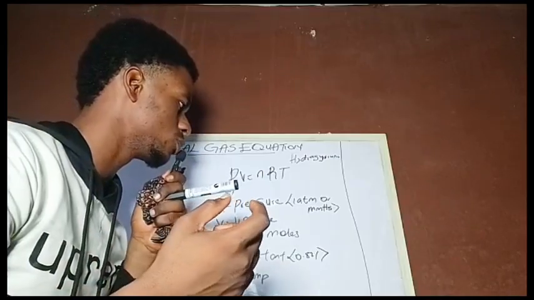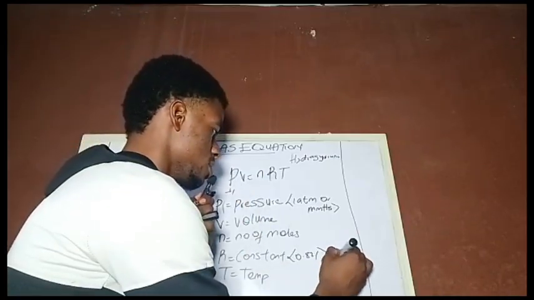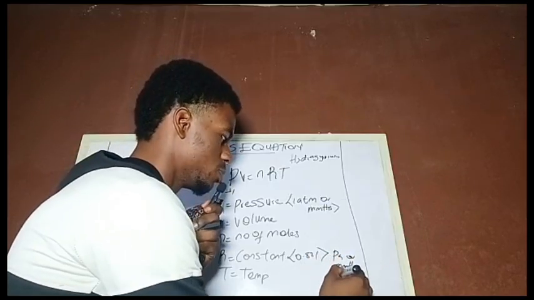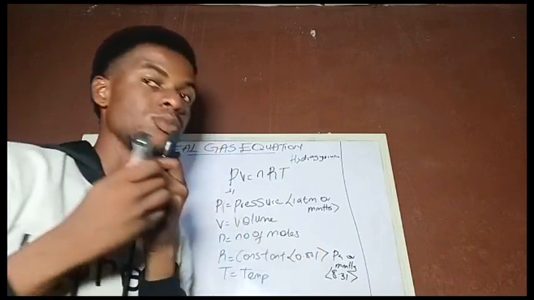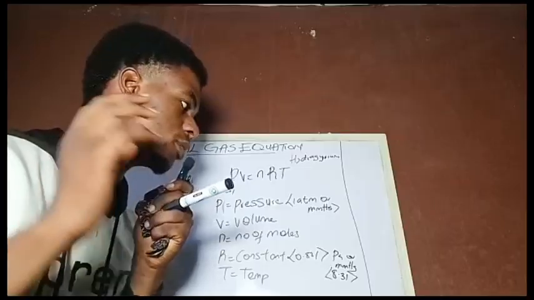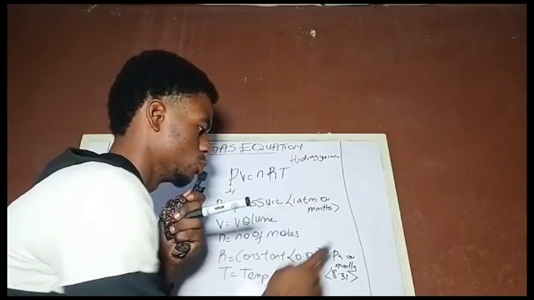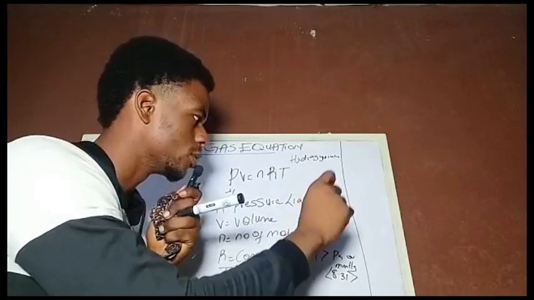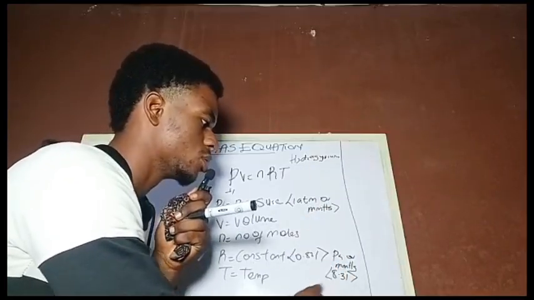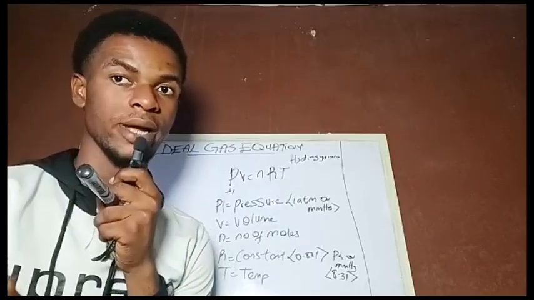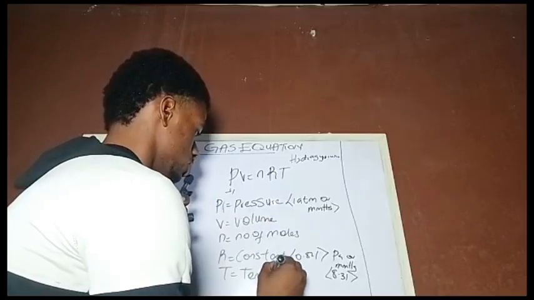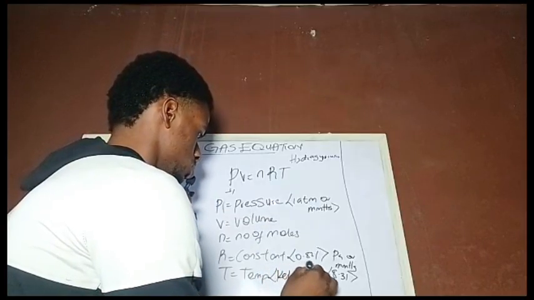But if it is given to you in terms of Pascal, which is Pa, or mmHg, it will not be this, it will be what? 8.31. So the constant R depends on the pressure. If they give you a question and the pressure is in atm, you make use of 0.821. But if the pressure they give you is in Pascal or millimeter of mercury, you make use of 8.31. Your temperature, as usual, is supposed to be in Kelvin, not in Celsius. Are you with me now?